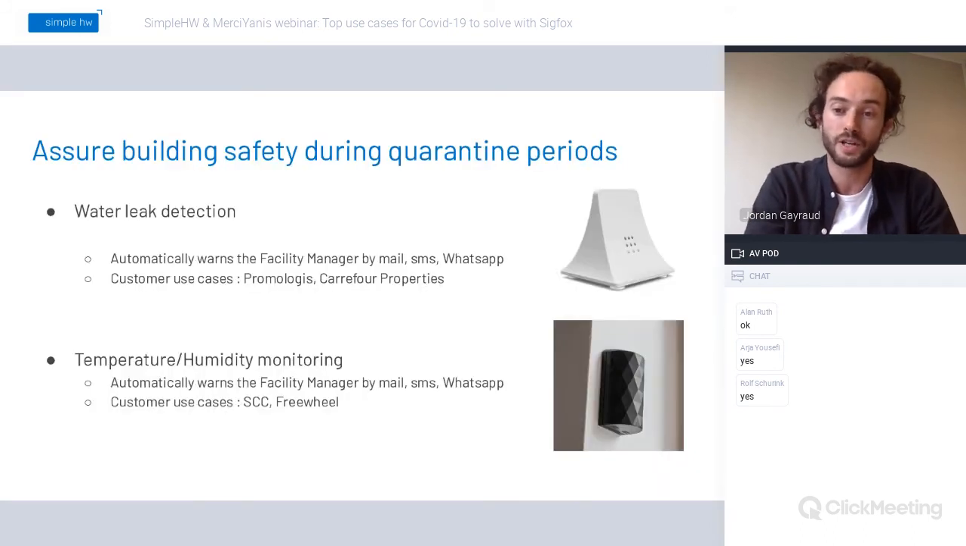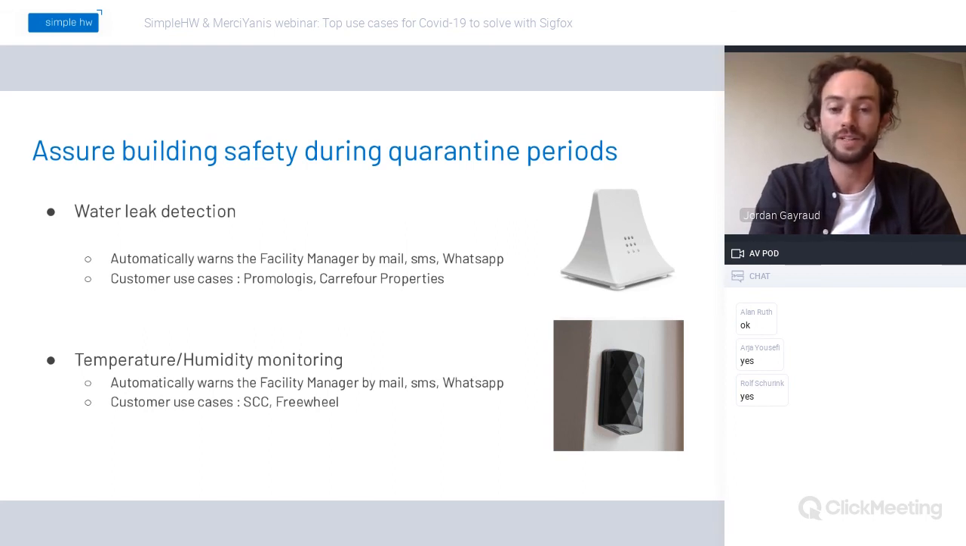The last use case is not about opening the buildings again after COVID-19, but about how to handle my building when I'm in quarantine period and no one is inside. For this, we are using two sensors provided by SimpleHW. The first one is called SimpleLeak. It detects water or liquid on the floor. You just have to put it on the floor, and with two sprinkles in the bottom of the device, it automatically detects water.